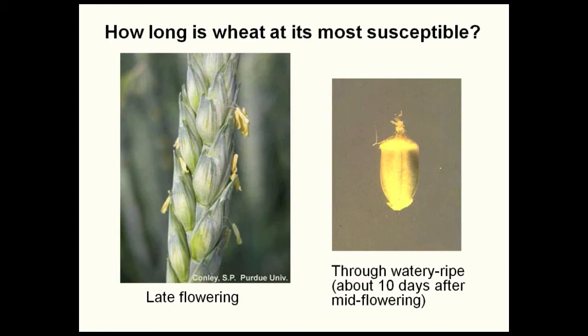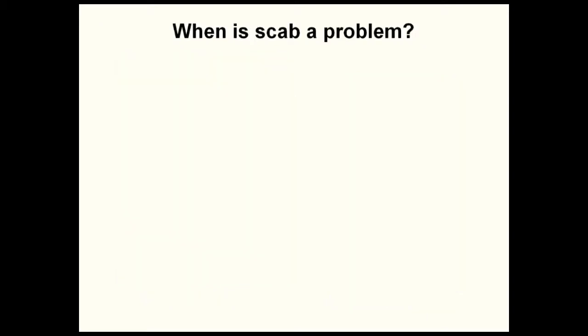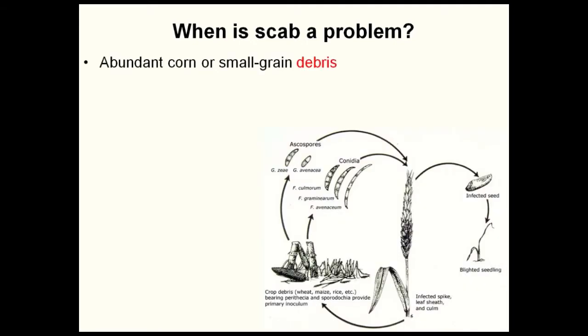How long does that wheat head stay susceptible? Well, certainly into late flowering, and particularly if conditions remain moist. Probably also through about watery ripe, which is about 10 days after mid-flowering. And again, it depends on if it has turned out dry or if it's remaining wet. But you have to think about your wheat crop remaining vulnerable after flowering for at least a few days. So the susceptibility starts when you get that rain before flowering.